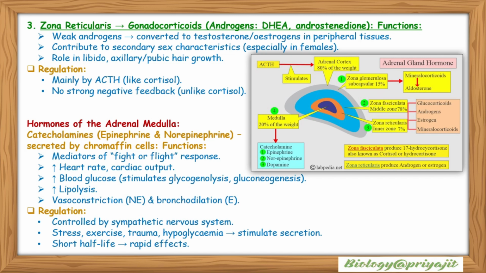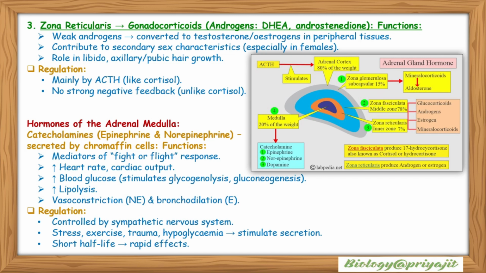Zona reticularis releases gonadocorticoids, which are also known as androgens, or DHEA or androstenedione. The functions include: weak androgens, which convert to testosterone or estrogens in peripheral tissues. They contribute to secondary sex characteristics, especially in females. They have a role in libido, and axillary or pubic hair growth. They are regulated mainly by ACTH, like cortisol. They have no strong negative feedback, unlike cortisol.